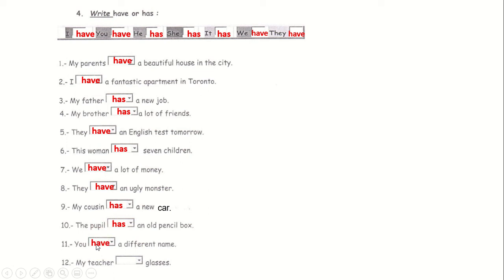Have. And finally, number 12, my teacher, glasses. My teacher is a singular word, either he or she, so we take has. Okay, so we have seen so far the verb have. In the present, we have two forms, have or has, and we practiced using them in sentences.